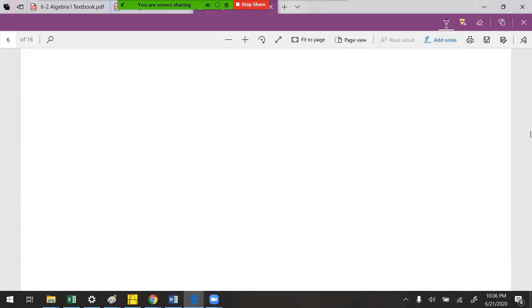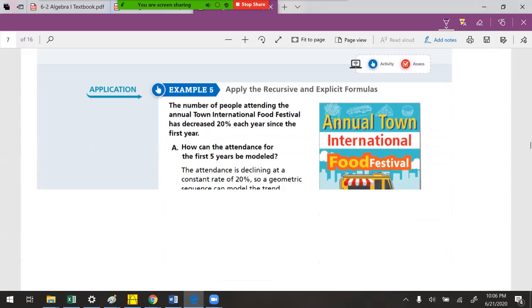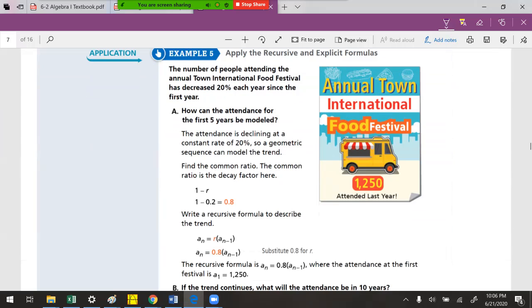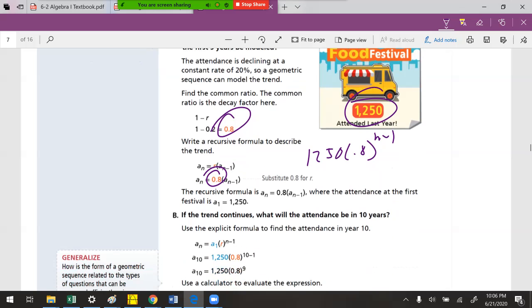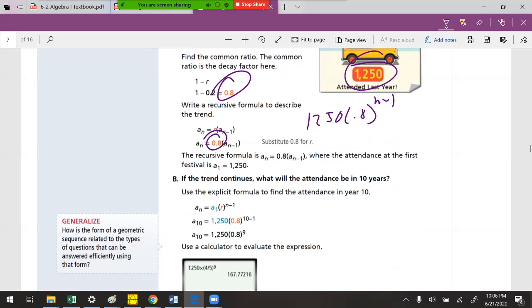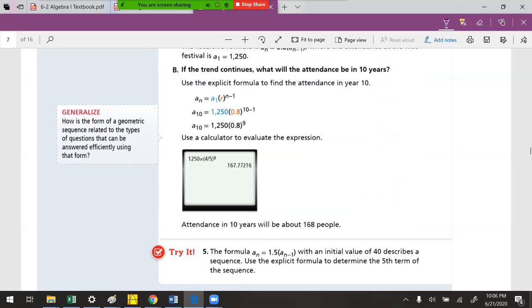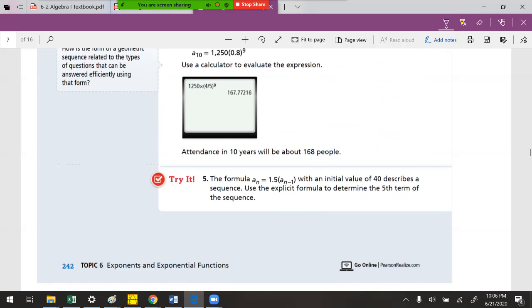Okay, here we go. Next one over. The number of people attending the annual Town International Food Festival decreased 20% every year. How can the attendance for the first 5 years be modeled? Believe it or not, we've got it, okay? So you're starting with that many and you're losing 20%. That means you multiply by 0.8. So then we've got our equation. It's going to be 1250 times 0.8 to the power of n minus 1. If the trend continues, what's the attendance in 10 years? Well, plug in 10 for n, boom, you got your answer, about 167 or 168, okay?